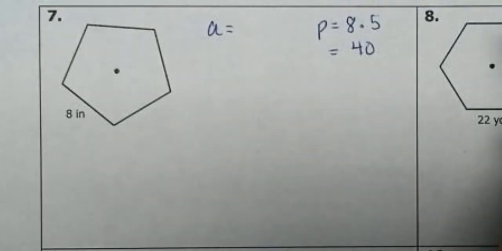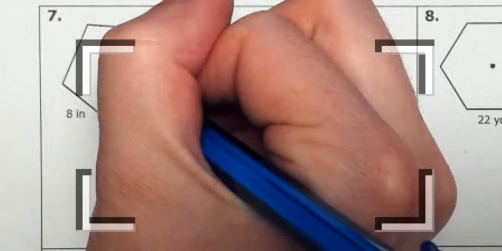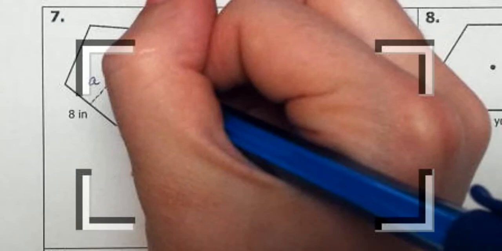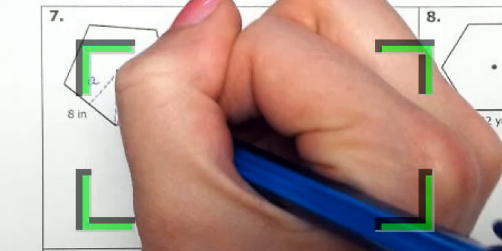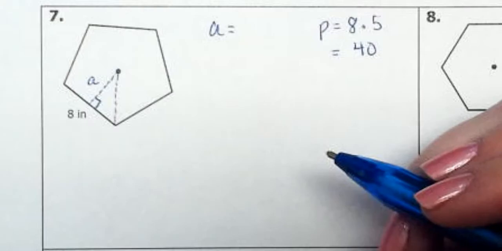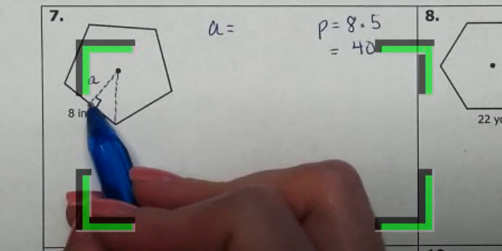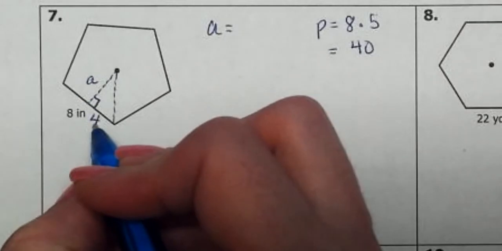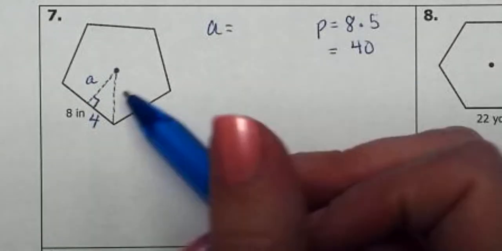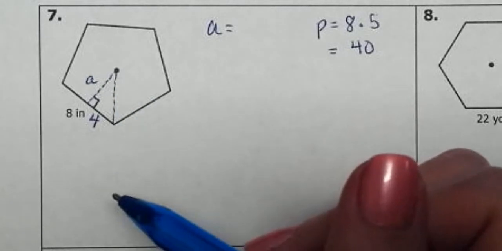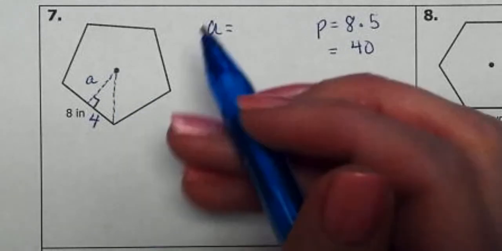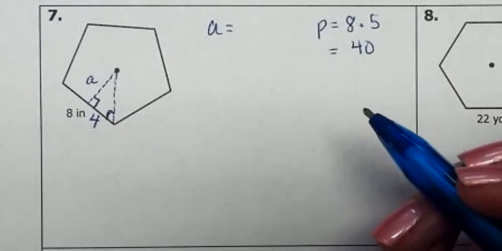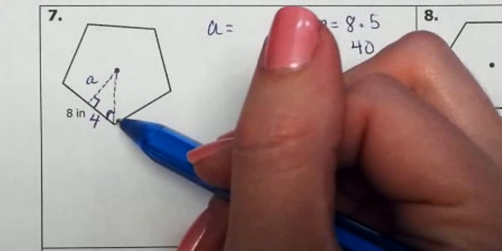But let's draw in the apothem. I'm going to draw in right here the apothem, that's A. And I'm going to go ahead and draw in the radius because I have to have the right triangle. Here's my 90-degree angle. Now I do know what this segment of the triangle is. It's only half of this side. It's going to be 4. And what I need is this A. Okay, so in order to do this, I need this angle right here, and I can use trig to find A.